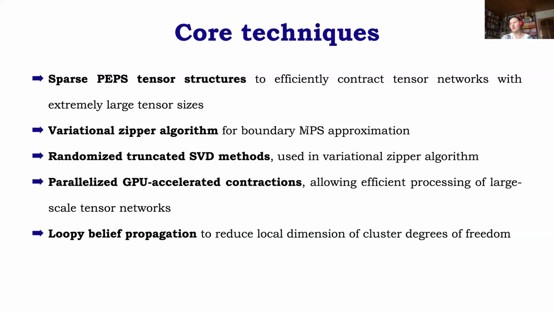To approximate those boundary MPS, we use the variational zipper algorithm. And in this algorithm, as I said, we got the MPS with enlarged bond dimension. So we have to truncate those bond dimensions using SVD. And in our case, we use the randomized truncated SVD method because it's more time and memory efficient. However, it can introduce instabilities in the contraction, which you will see in one of my last slides. And we also tried the option for reducing the local dimension of cluster degrees of freedom using loopy belief propagation.